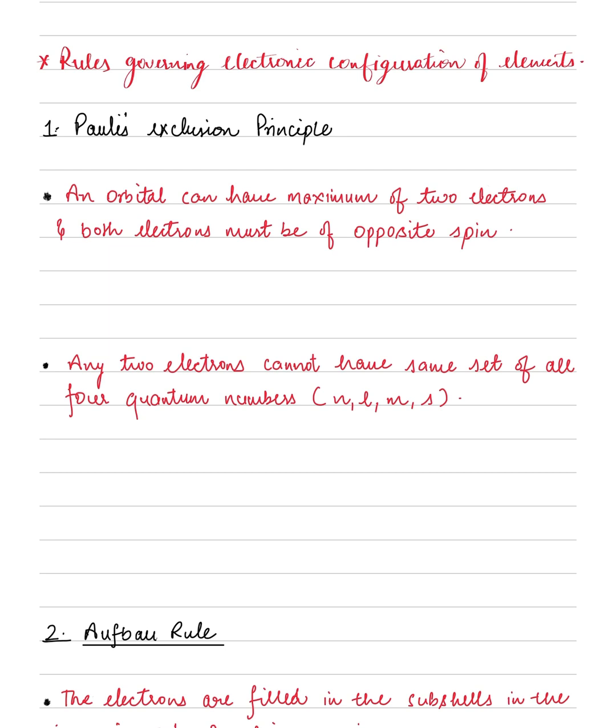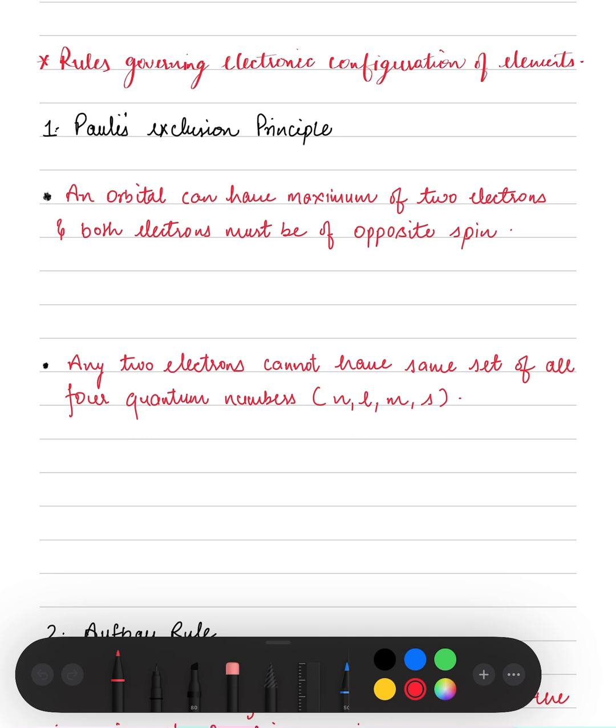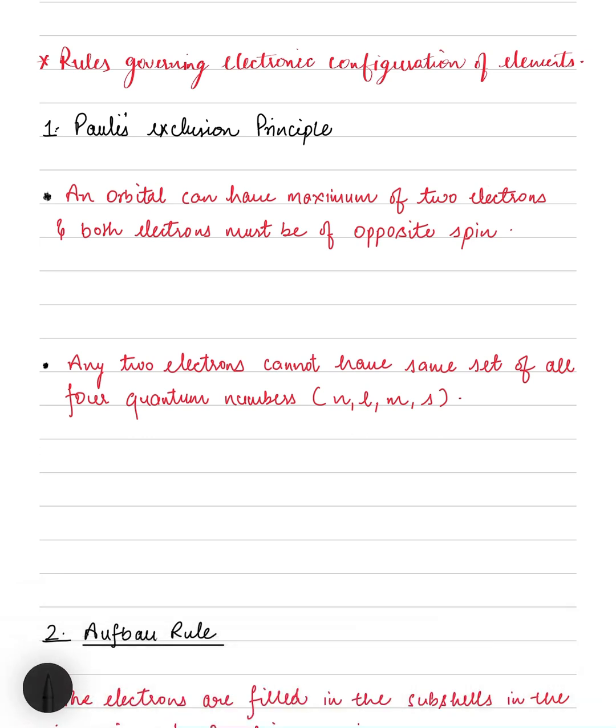Now the first rule is Pauli's exclusion principle. What does it say? Let's understand. According to this principle, an orbital can have a maximum of 2 electrons and both the electrons must be of opposite spin. What does that mean? Now we know the orbitals are designated like squares, right? This is how we draw the orbitals. This principle says that an orbital can have a maximum of 2 electrons only.